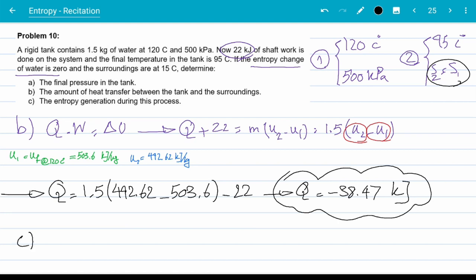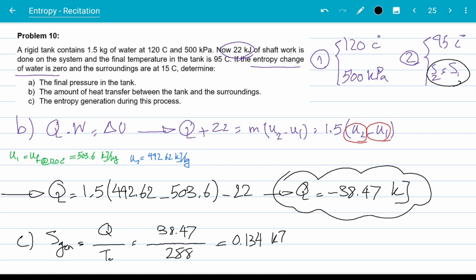Now for part C, we are asked to find the entropy generation during this process. Because the entropy change of the actual water, our system, is zero, we are only concerned with the entropy change of the surroundings. So S gen is Q over T0. Q is negative for the system, but it's positive for the surroundings because they are absorbing it. So I have 38.47 over the temperature. The absolute temperature of the surroundings is 15 degrees Celsius, which is 288 Kelvin. Do the math and you get that S gen is 0.134 kilojoules per Kelvin.